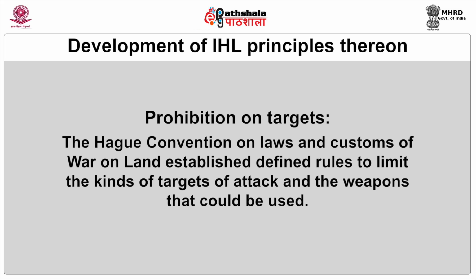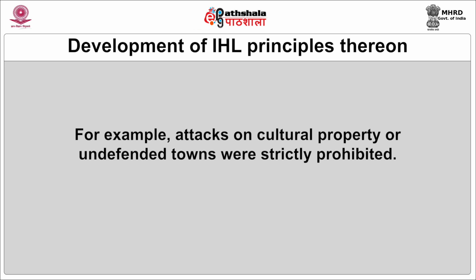Some of the major principles that could be observed in the Hague Conventions were prohibition on targets. The Hague Convention on Law and Customs of War on land established defined rules to limit the kinds of targets of attack and the weapons that could be used. For example, attacks on cultural property or undefended towns were strictly prohibited.